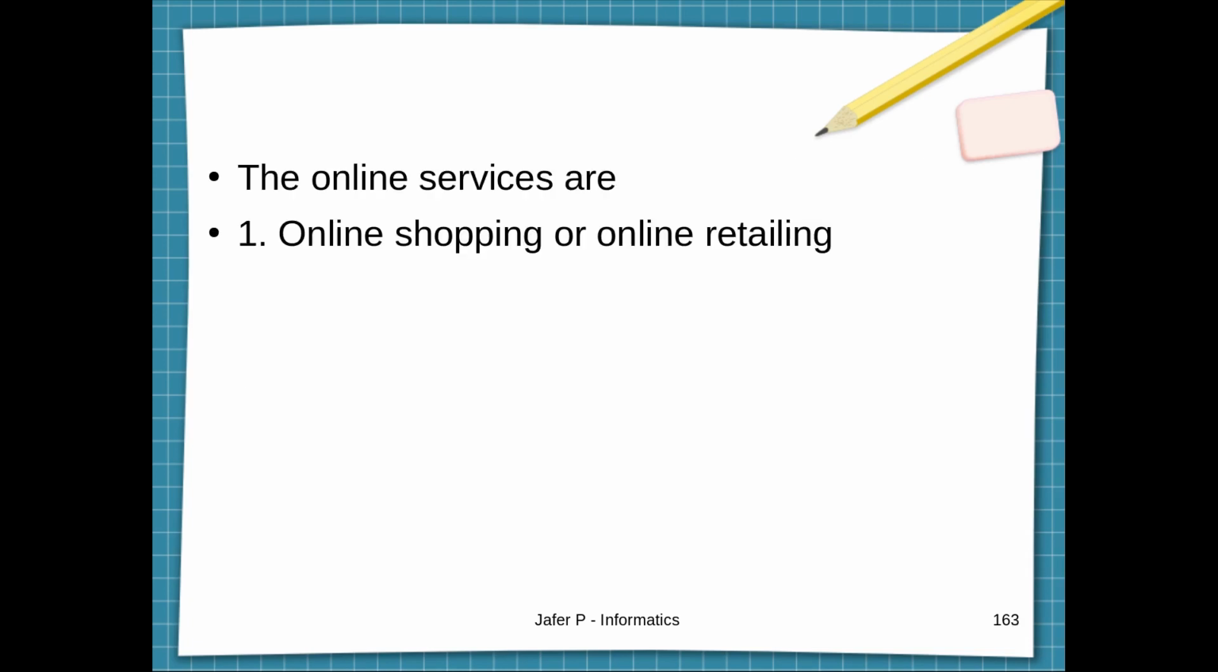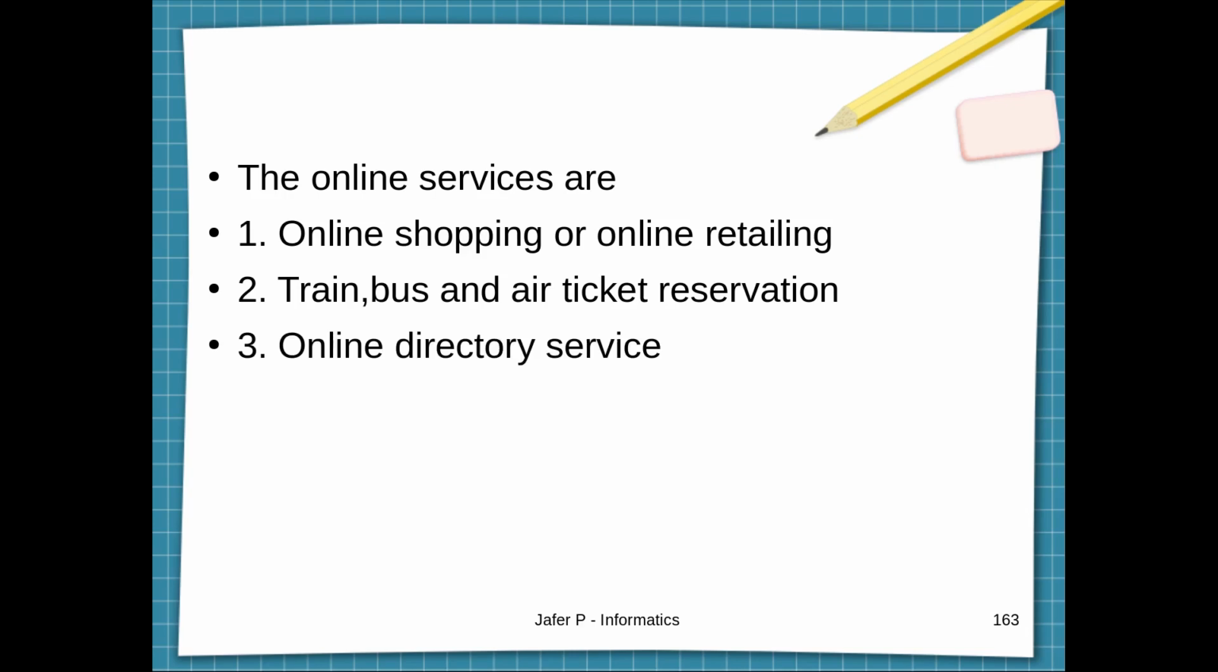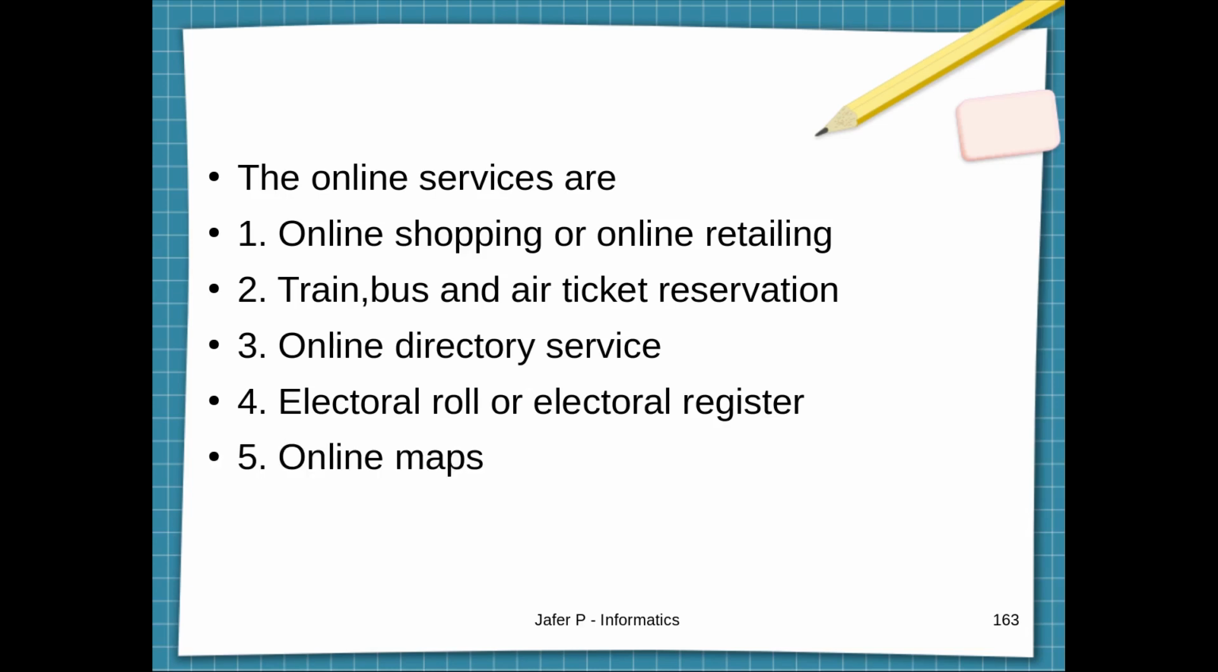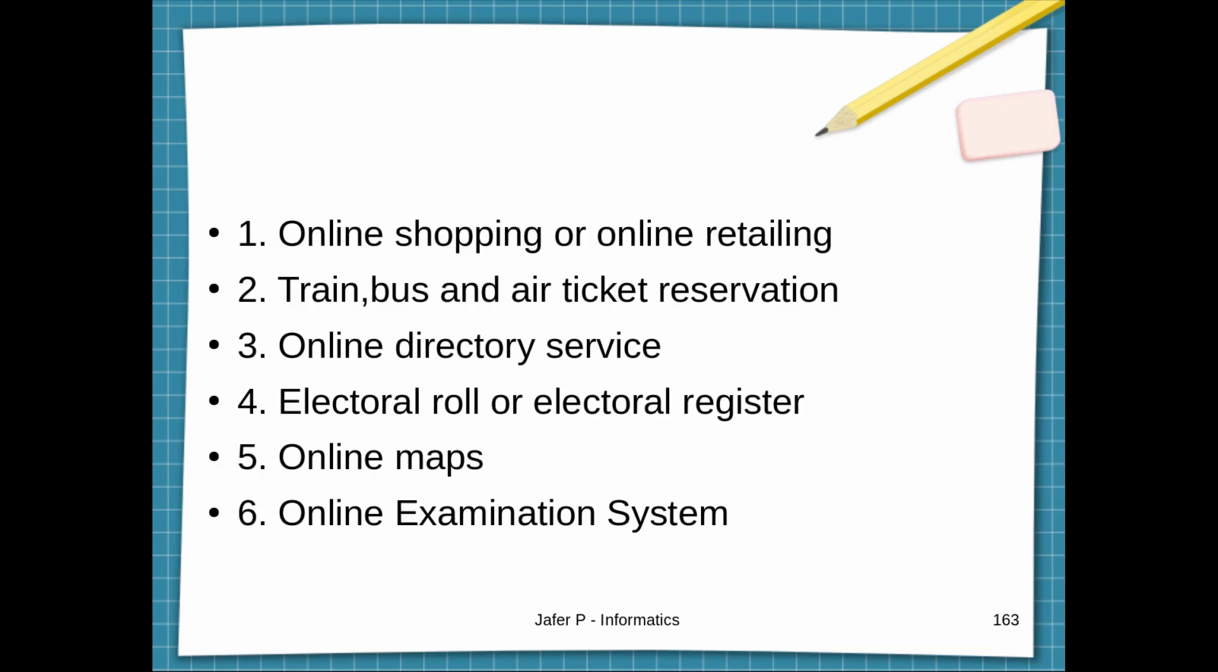The online services are: number one, online shopping or online retailing. Second one is train, bus and air ticket reservation, online directory service, electoral roll or electoral register, online maps, online examination system. Yes, so these are some kind of online services. Not only this, there are many different categories of online services. These are some of the online services we are going to study.